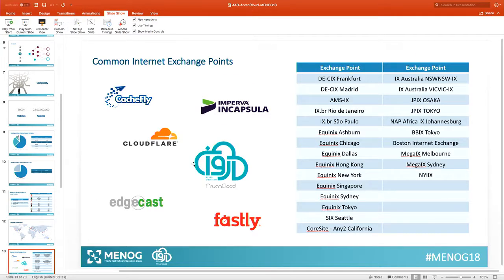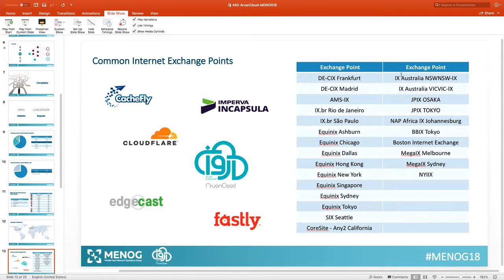According to PeeringDB, this is the table that contains 25 IXPs that are common between the CDNs using global Anycast infrastructure: Cachefly, Cloudflare, Arvan Cloud, Encapsula, Edgecast, and Fastly. As you can see, in Europe, DECIX and AMS-IX, in South America, IX.br, in North America, Equinix with different cities in the US, in Oceania, IX Australia and Mega IX, and in Asia Pacific, JPIX are more common and important between these providers.